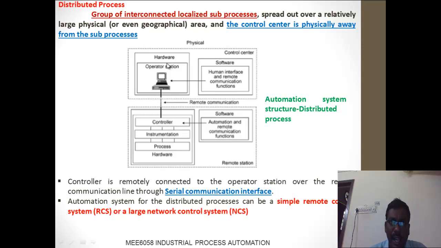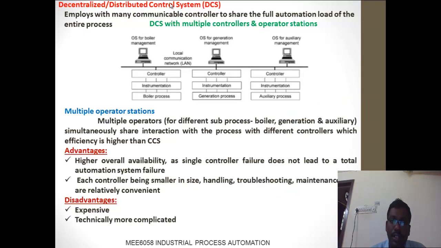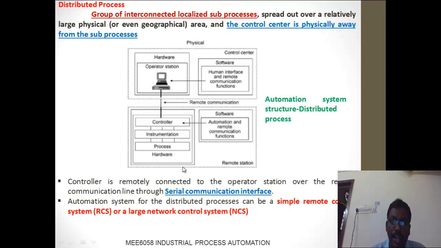If we take industry and we monitor this process and sub-process, that is called a distributed control system, which comes from the localized process. If you come to the distributed process, it's located in different areas, and we can monitor the process. So it's a group of interconnected localized sub-processes. Plant 1 and plant 2 in another area is one of the localized sub-process systems. Plant 3 in another area is a localized sub-process system. We are interconnecting all the localized sub-processes, and we take care to control the systems.